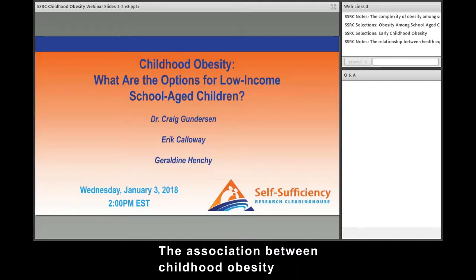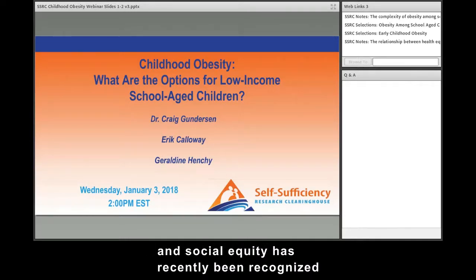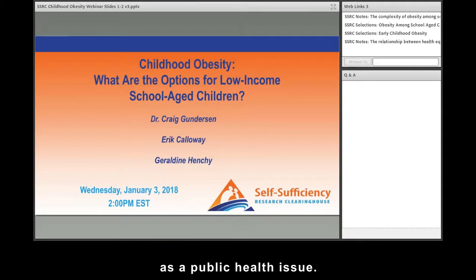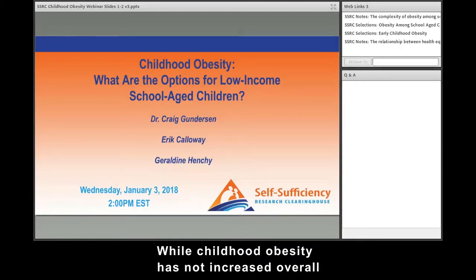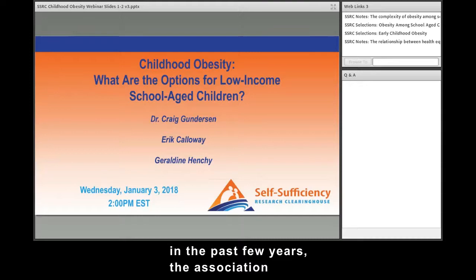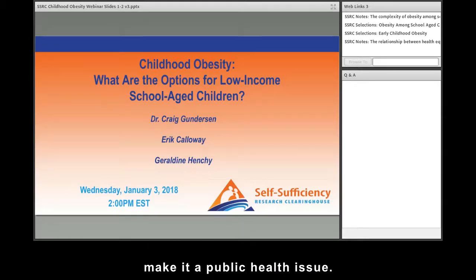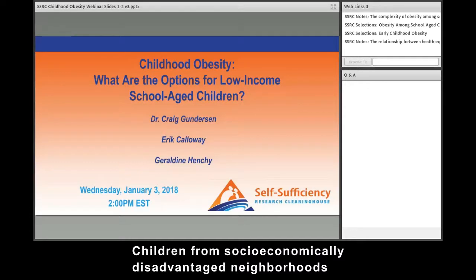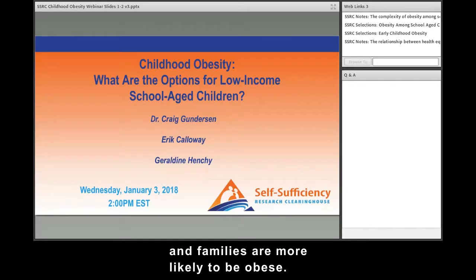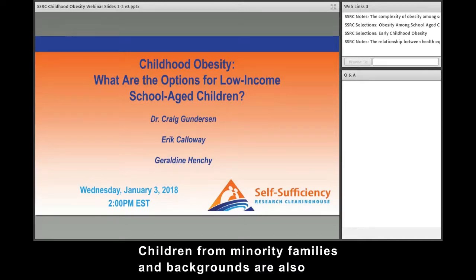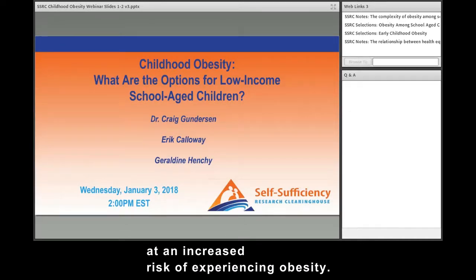The association between childhood obesity and social equity has recently been recognized as a public health issue. While childhood obesity has not increased overall in the past few years, the association between childhood obesity and socioeconomic status makes it a public health issue. Children from socioeconomically disadvantaged neighborhoods and families are more likely to be obese. Children from minority families and backgrounds are also at an increased risk of experiencing obesity.